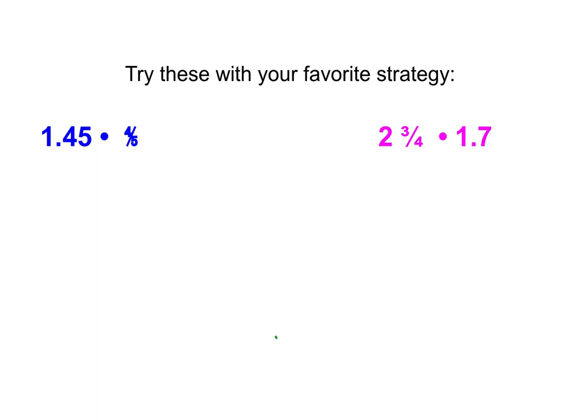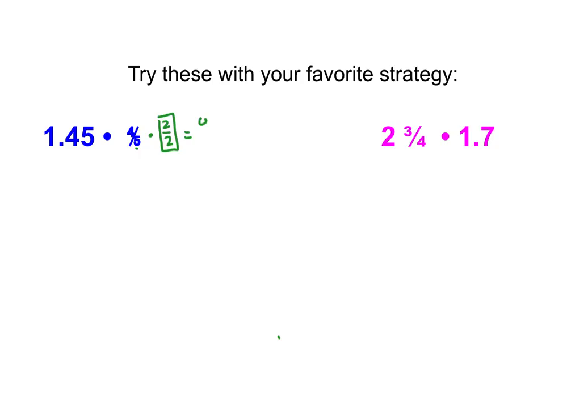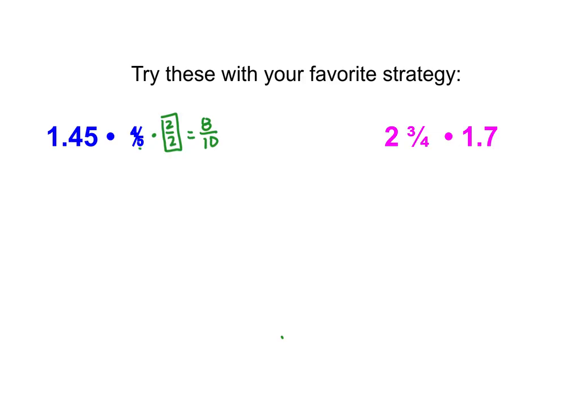So we're going to look at the denominator of 5. Well, we know that that goes into 10. So we can multiply by the giant 1. We'll put 2's in there. 4 times 2 is 8. 5 times 2 is 10. So 4 fifths equals 8 tenths. So our new equation is 1 and 45 hundredths times 8 tenths.